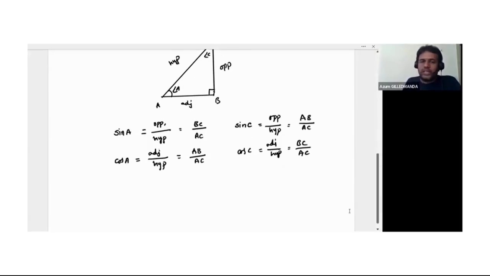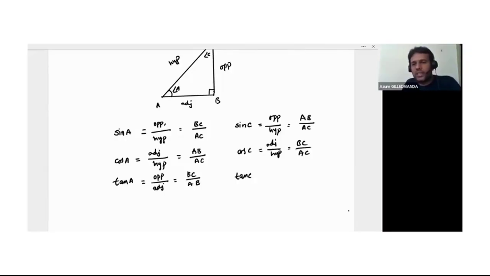Now, there is another trigonometric ratio, that is tan of the angle A or tan A. So sin A, cos A, tan A. So what is tan A? Tan A is basically the ratio of sin A and cos A. Or we can say opposite side by adjacent side. So what is opposite side here for A? That is BC. But what is adjacent side? AB. So tan A is BC by AB.